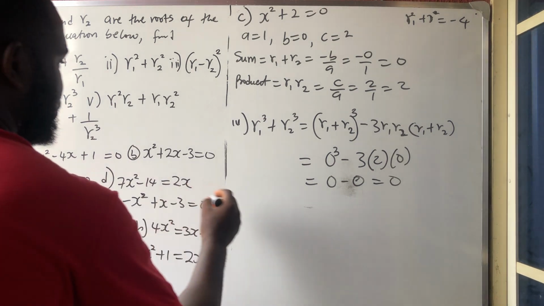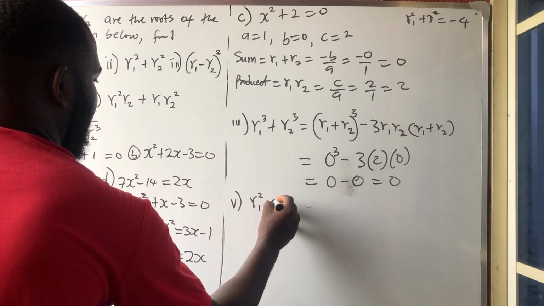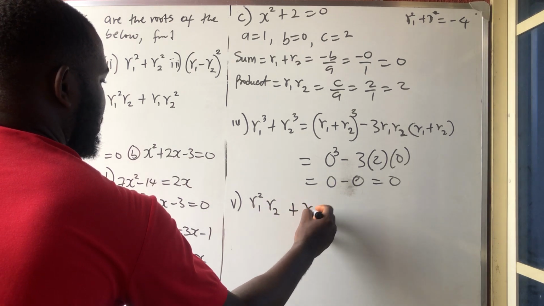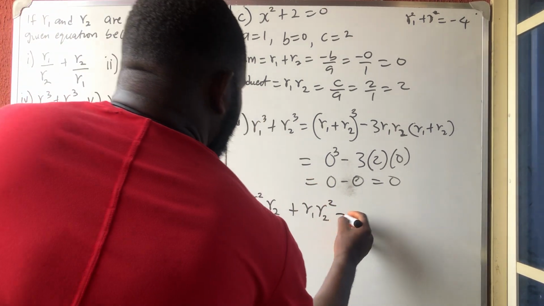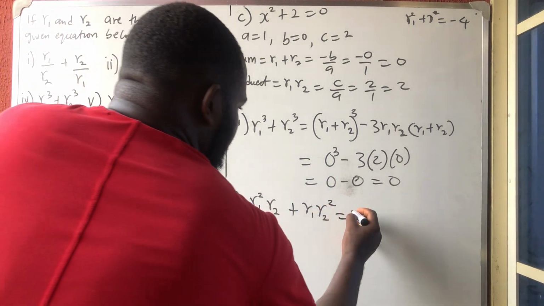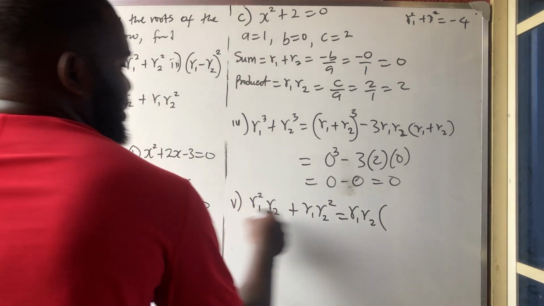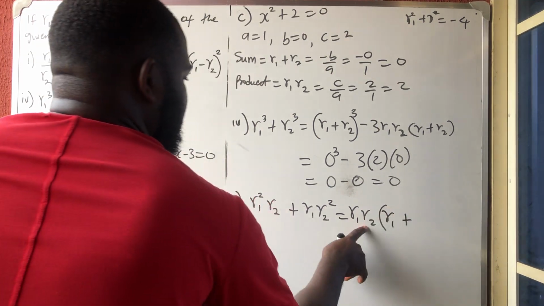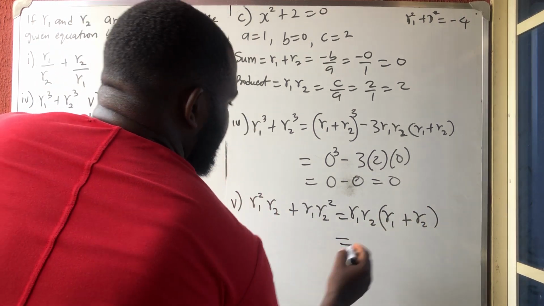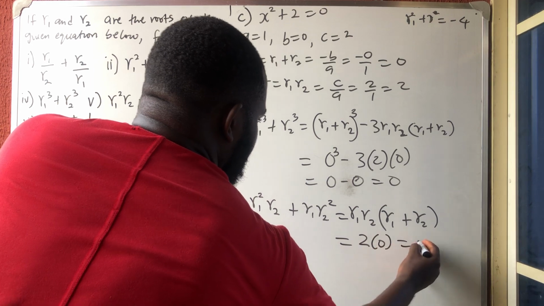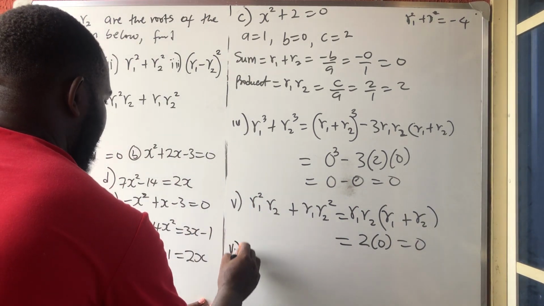So the next one is what? V. And V said R1 squared R2 plus R1 R2 squared. Okay, so if you factorize this, they have R1 and R2 in common. R1 R2 they have in common. These two divide by this is remaining R1 plus these two divide by this is remaining R2. So if you look at this, you're going to have this is 2 bracket 0, which is what? 0.